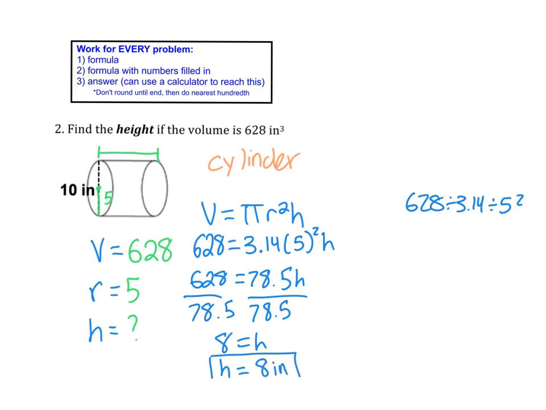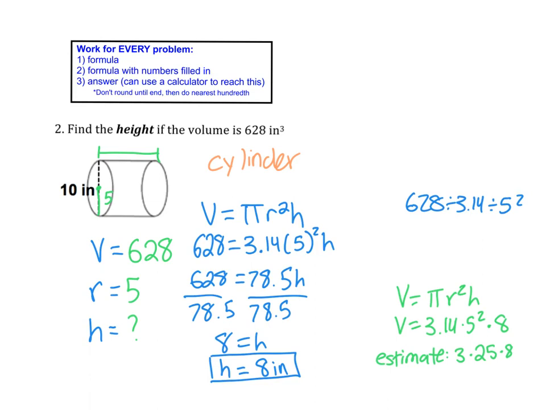Don't forget that we need units, and since we're dealing in one dimension, our unit is inches, not inches squared like area or inches cubed like volume. Now, of course, we could check this by actually finding the volume. We can do pi r squared h, so 3.14 times 5 squared times 8, and see if we get 628, or we could estimate in our head. 3 times 25 times 8, notice that I took pi and rounded it to 3. 8 times 25 is 200, times 3 is 600. So I'm in the right ballpark, and I can be pretty confident that I got the right answer.